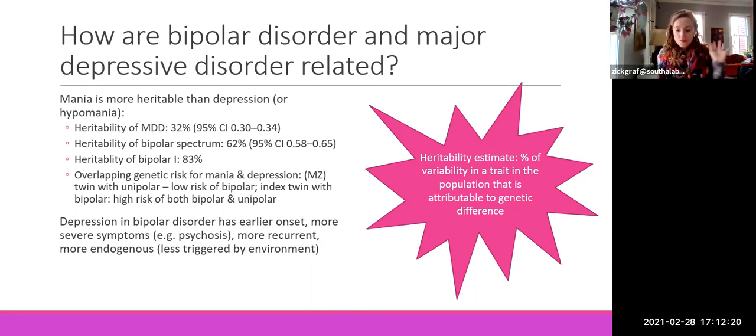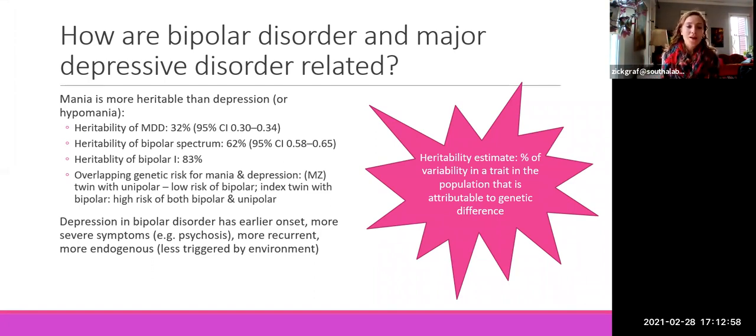So we talked way early on about twin studies, which is a way of helping us understand overlapping genetic risk. One way to do this is to identify sets of identical and fraternal twins where one twin has depression or bipolar disorder. And we look at the risk of depression or bipolar disorder in their co-twin. We would expect for a disorder that's more heritable, where more of that disorder is predicted by someone's genes, that there'd be more concordance or more similarity between identical twins because they have identical genes.